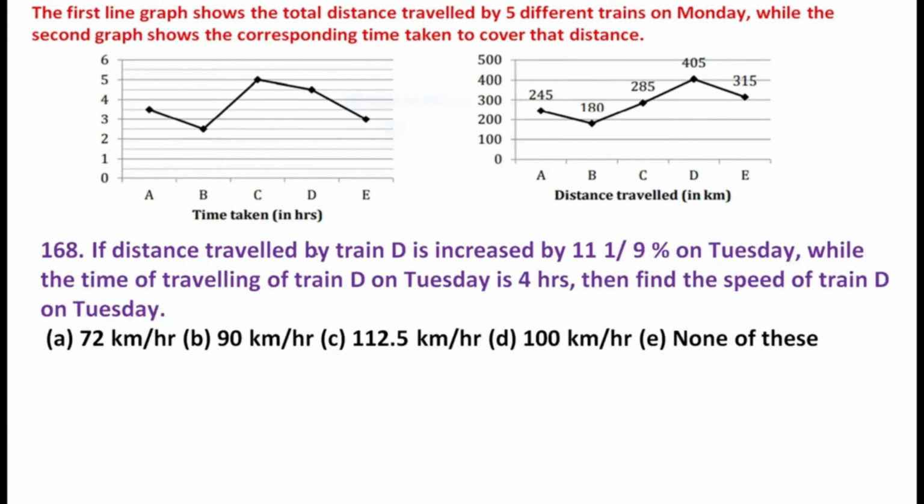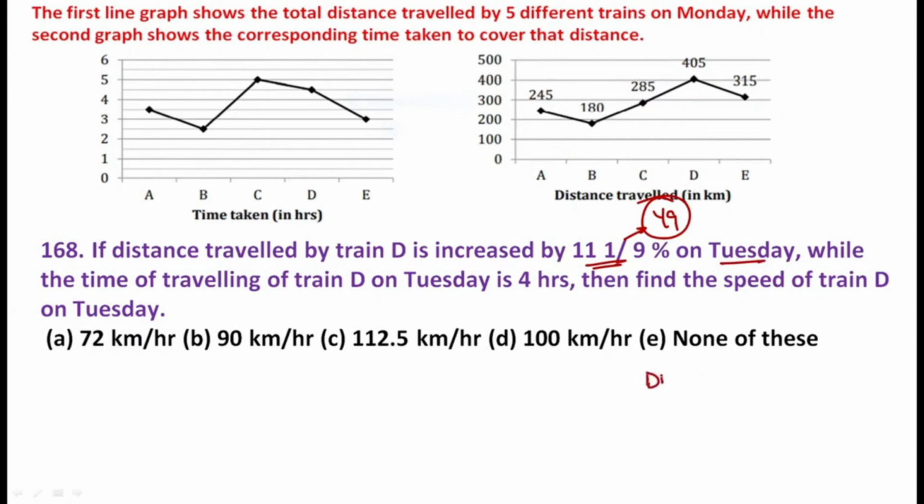Next. The distance traveled by train D increases by 1 by 9, meaning a fraction of 1 by 9th, on Tuesday, while the time of traveling of train D on Tuesday is 4 hours. Find the speed of train D on Tuesday. This is speed, we need to calculate it. Now see the information. The distance traveled by train D increases on Tuesday by 1 by 9th.